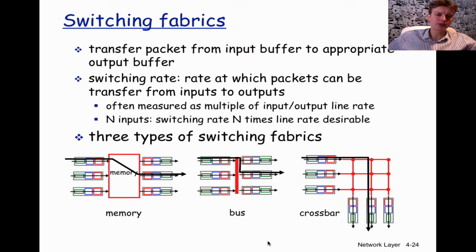There are three types of switching fabrics currently in use in routers. The first type is memory switched fabrics. The second type is switching through a bus. And the third type of switching fabrics is the crossbar switch.